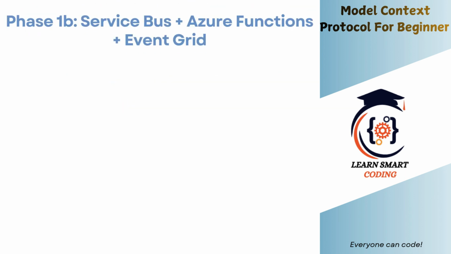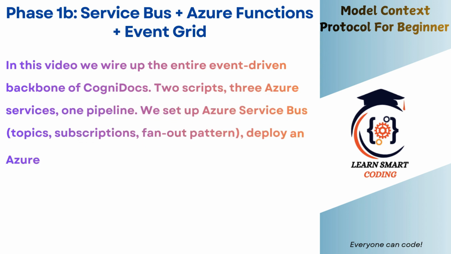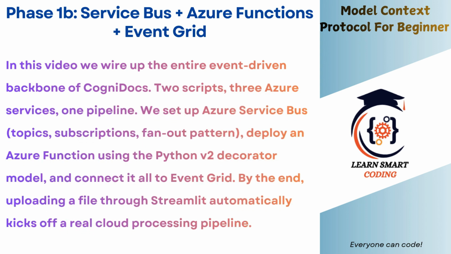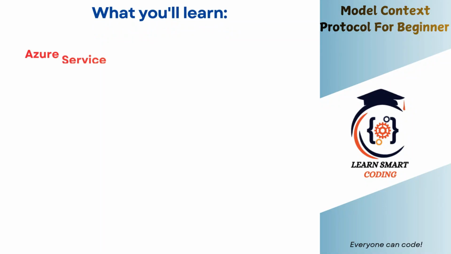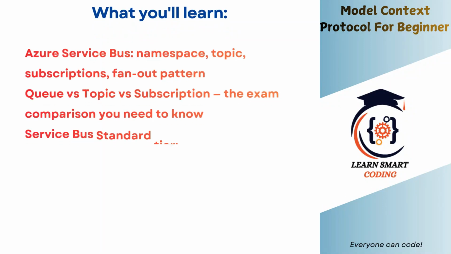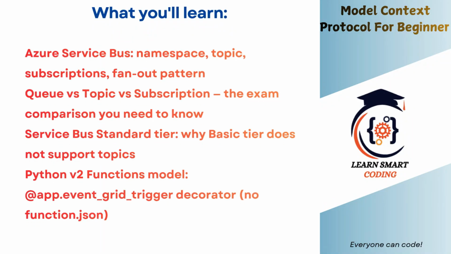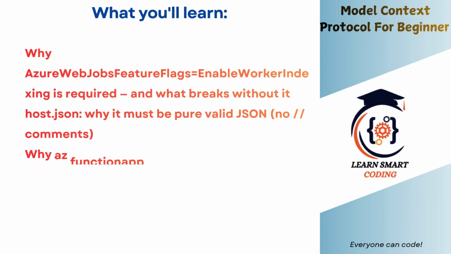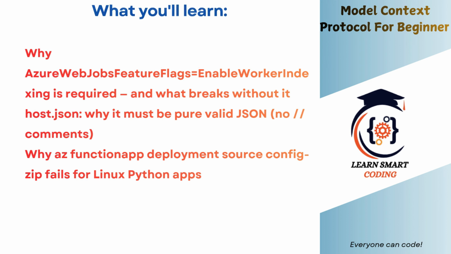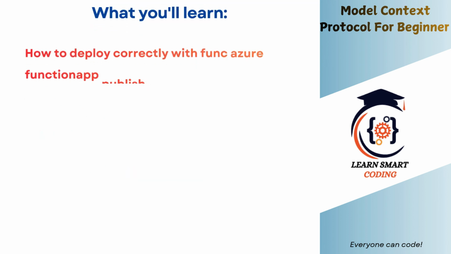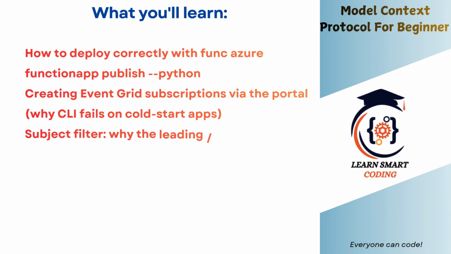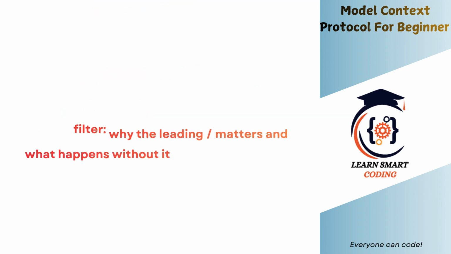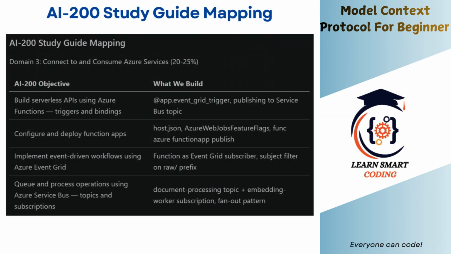Now in this video, which is part 1B, we are going to kick off the other services like Event Grid, Azure Functions, Service Bus, everything, and see how this whole flow comes into the picture. In the next video, we are going to talk about the DLQ, the dead letter queue, which is very important in the AI-200 certification. There will be 3 courses which we will talk about in detail in the next video. So now let's get into what we have to build.